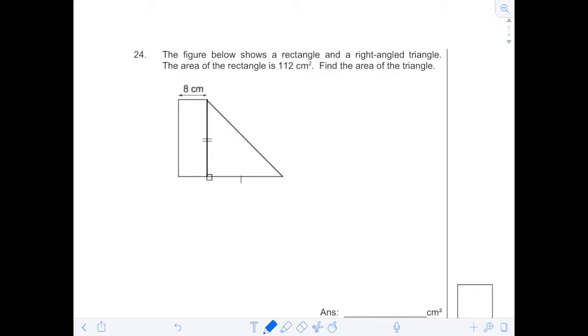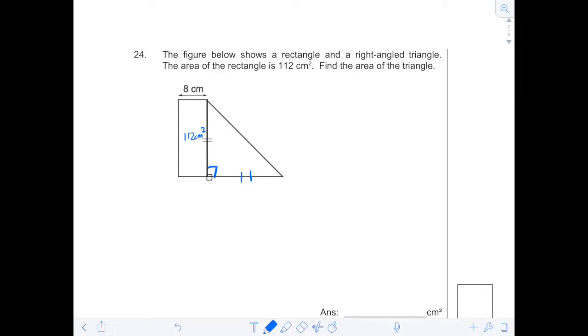The figure below is made up of a rectangle and a right-angled triangle. Here the lines are a bit off, but it's supposed to be like this. 8 cm is correct. This is the right angle here. So find the area of the triangle. The area of the rectangle is 112, and then we know that the breadth is 8 cm.